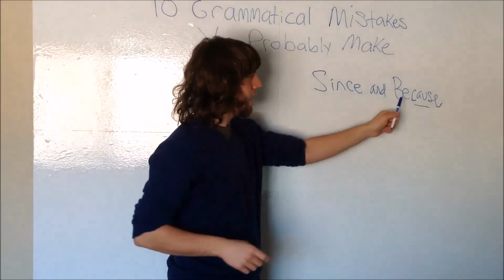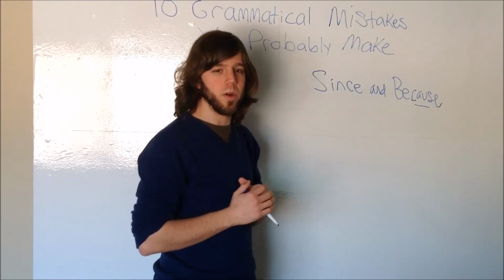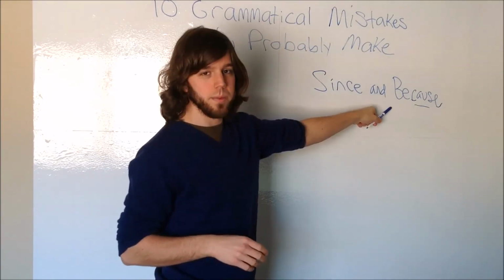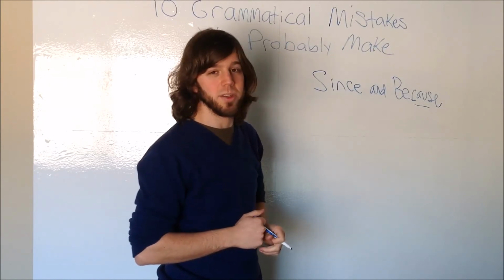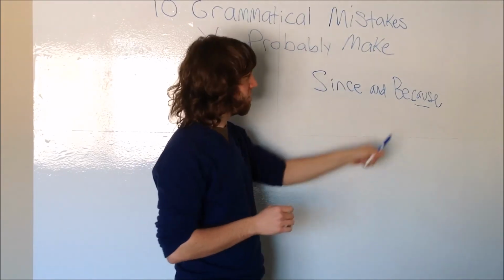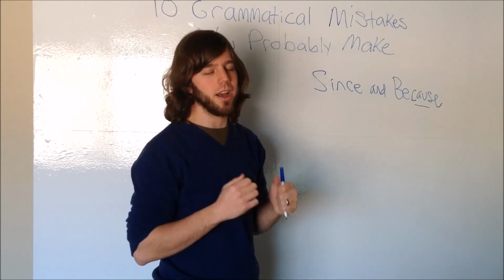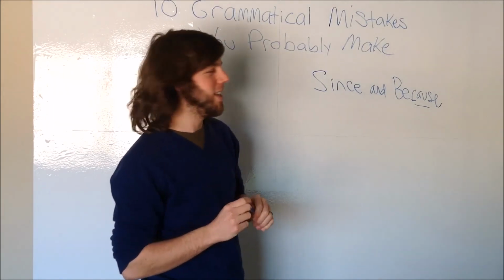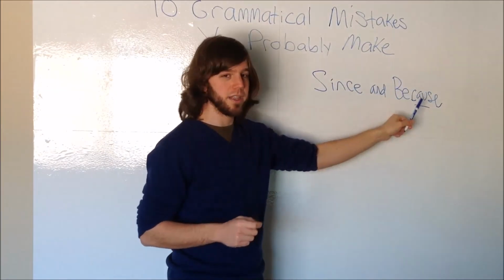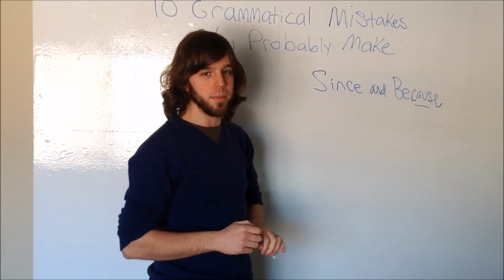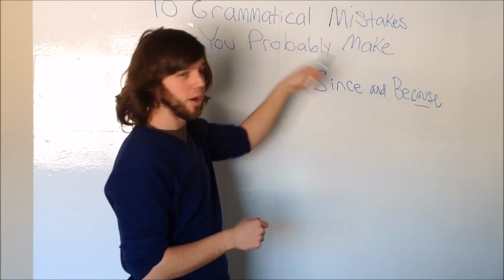Alright? I went to the store because we needed groceries. Okay? Or my brother gave me $3,000. My brother gave me $3,000 because I needed a lot of help. Okay? So, cause, because, cause and effect. Since has to do with time. Now, you have learned 10 grammatical mistakes you probably make.